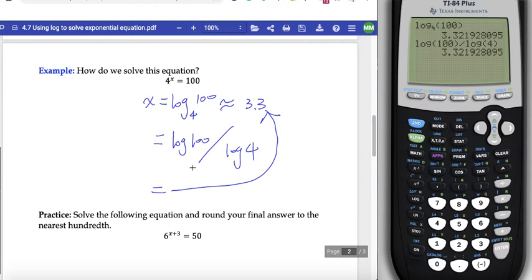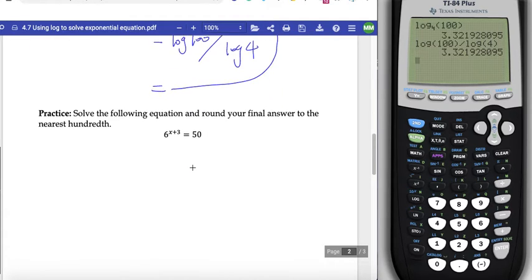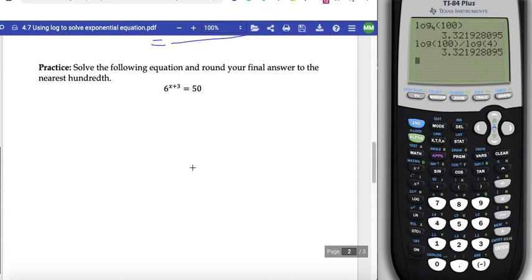So let's do one more practice. This one says: solve the following equation and round your final answer to the nearest hundredth. As we see here, if we want to change to the same base, 50 is not going to be doable, because there is no way we can find 6 to some power that equals 50. So in this case, we are going to rewrite the whole equation as a log. Since x plus 3 is the whole exponent, I'm going to put it as log base 6 of 50.